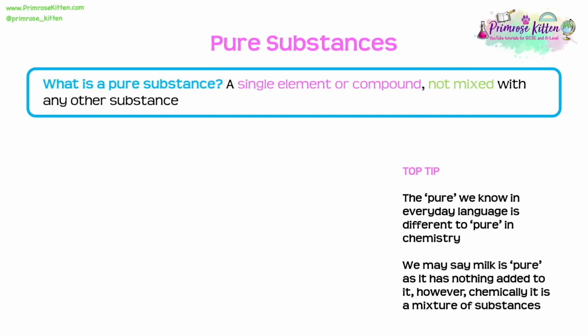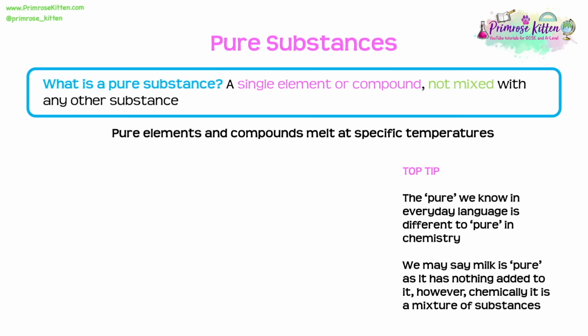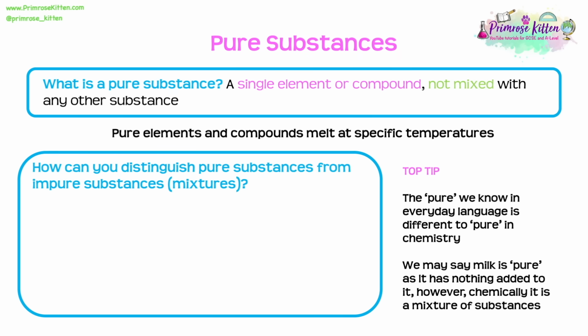There's fat molecules, there's water, all mixed together. However, in chemistry, we park that understanding and we now just think of it as that single element or compound that hasn't been mixed with any other substance. So we need to know that pure elements and compounds melt at specific temperatures. And we can distinguish between pure substances and impure substances using the following method.